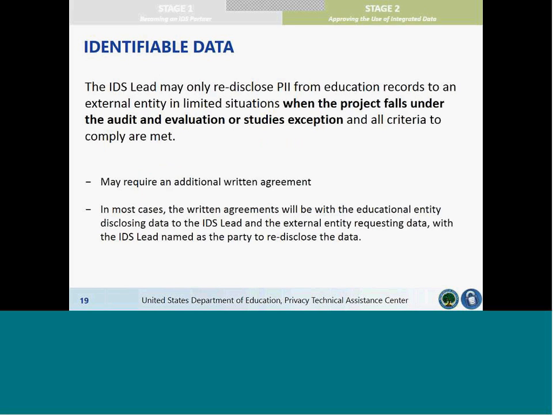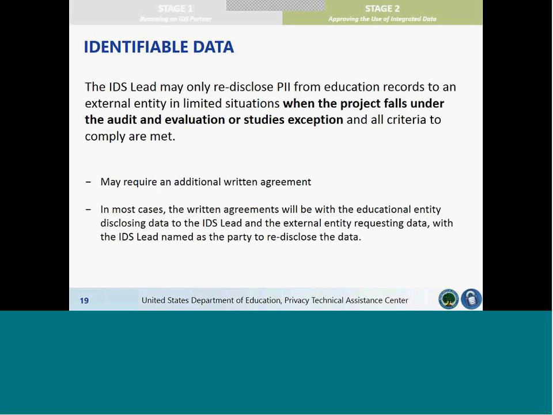If the IDS lead, however, is looking to release identifiable data, then you have FERPA restrictions and the restrictions of other laws that come into play. The IDS lead may only redisclose PII from a student's education records to a third party in very limited situations: when the project falls under either FERPA's audit and evaluation exception or FERPA's studies exception.